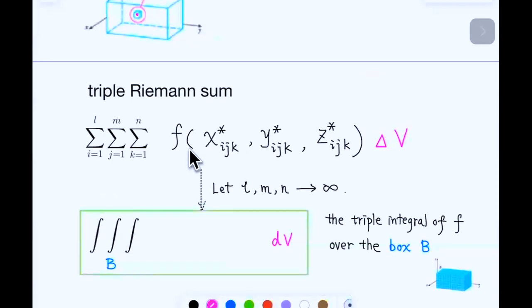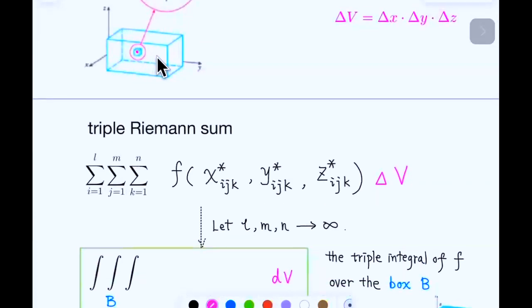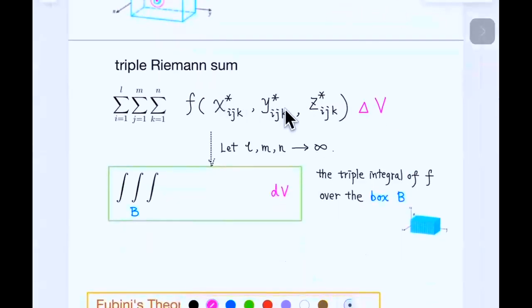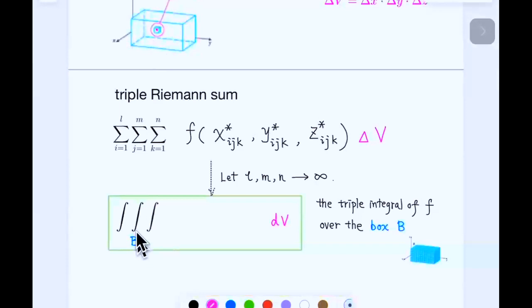And just like before, we're going to divide into finer and finer sub-boxes, so we let l, m, and n go to infinity. The limit of the triple Riemann sum becomes the triple integral over this box, which we call B. The delta V we're going to replace by dV, and what do we replace the limit as l, m, n go to infinity by?